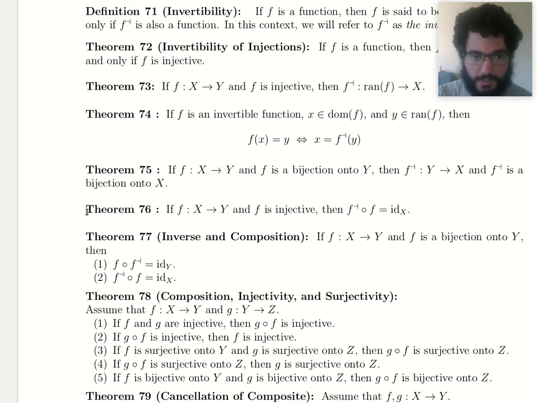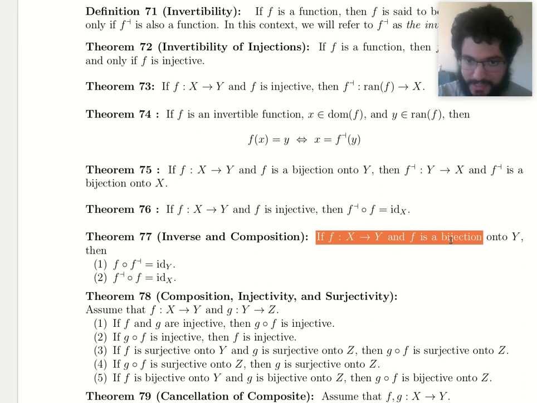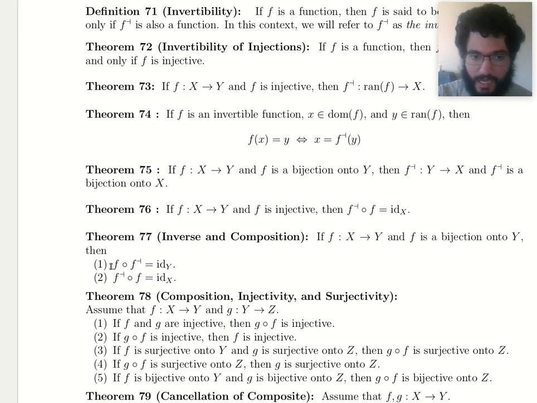So what we just proved in the majority of this video was Theorem 76, and what I'm discussing now is Theorem 77. Theorem 76 was about when you have an injection, and then you have this one-way good result. But when you have a bijection, then you have good results both ways.